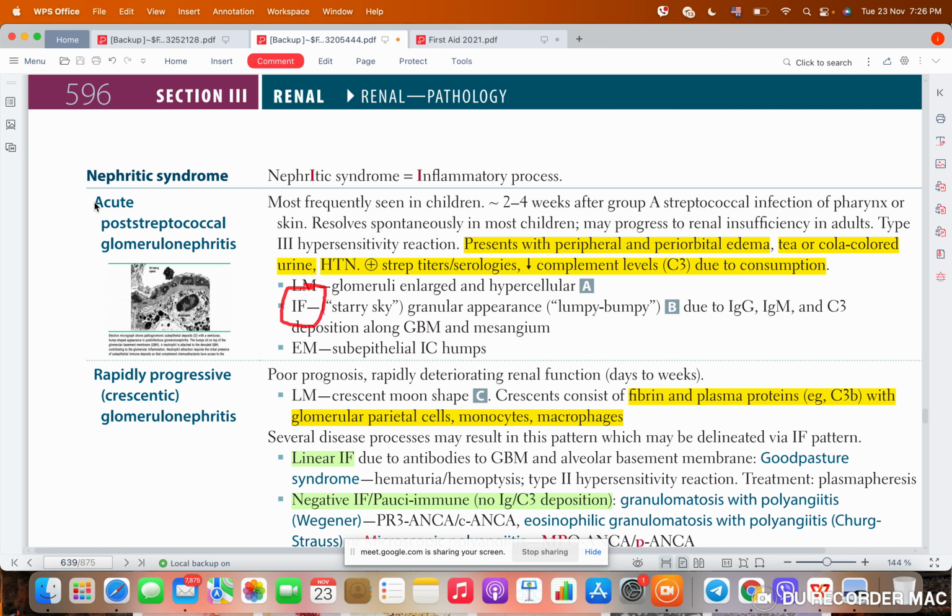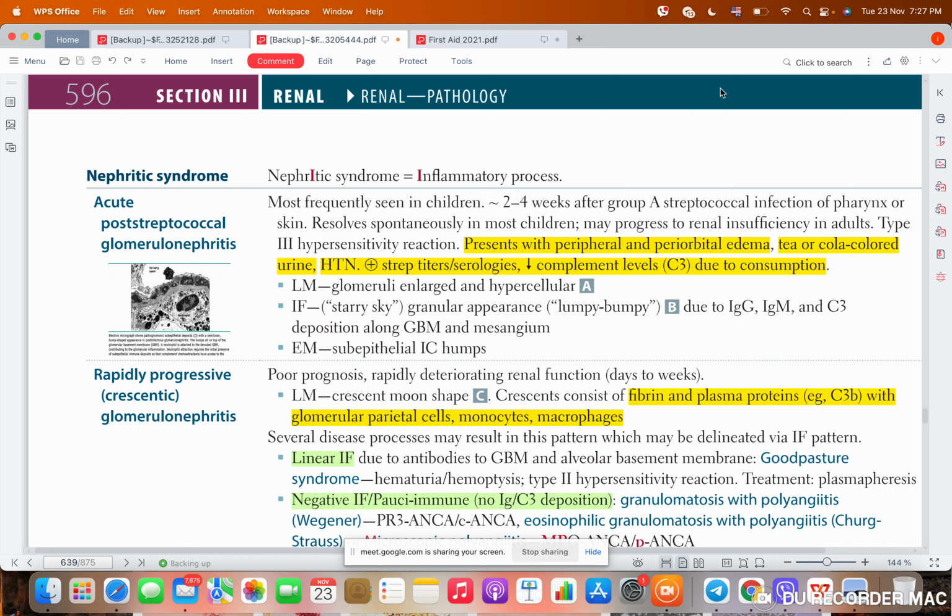You guys told me which type of hypersensitivity reaction is acute post-streptococcal glomerulonephritis. Type 3. Type 3 is mediated by immune complex. What is immune complex? Immune complex is three things: antibody attaching to antigen, exactly, attaching to a complement. Absolutely correct. So these are three particles.